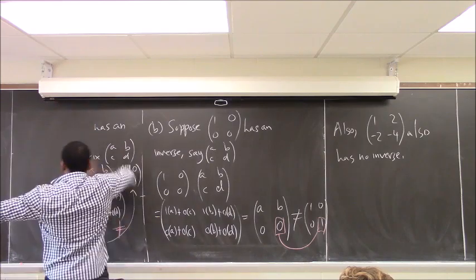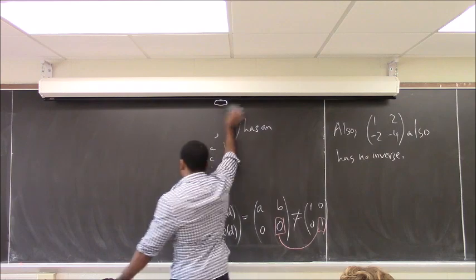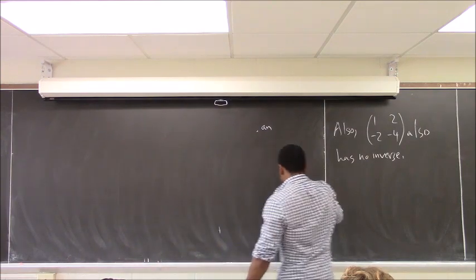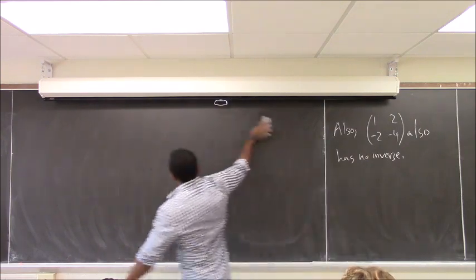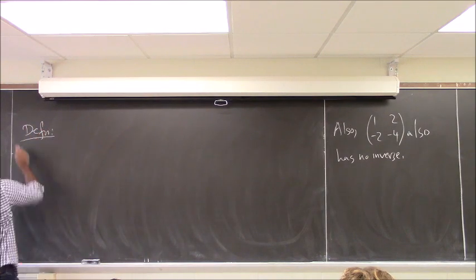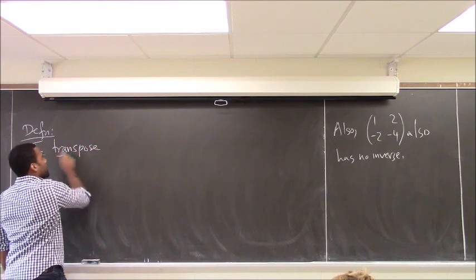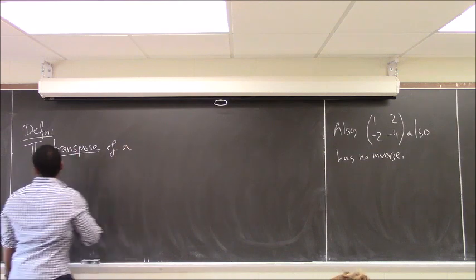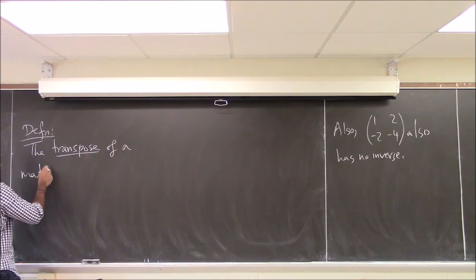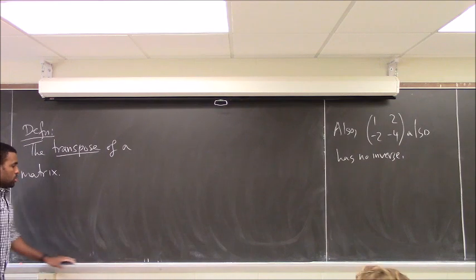Where I will do, in fact, more definitions. We need the language to be able to talk about this stuff, so I have to give you the vocabulary of what we call certain things. Definition: the transpose of a matrix. This is useful for some of the formulas that we'll be looking at.